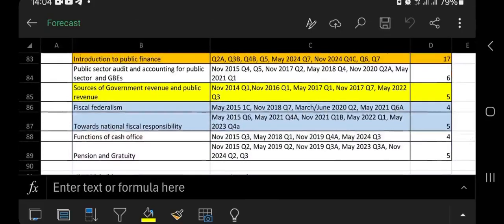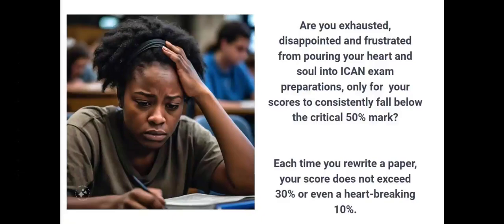Before you go, I have a very important announcement to make, and this would benefit you, especially if you've written a paper more than once. I've come across students that have been struggling to pass just a single paper, and they are yet to move to the next stage of their ICAN career just because of a single paper. Some of these students score as low as 30%, 20%, and even 10%. Now, I know this for a fact because this also happened to me. I remember it was Advanced Audit and Assurance.